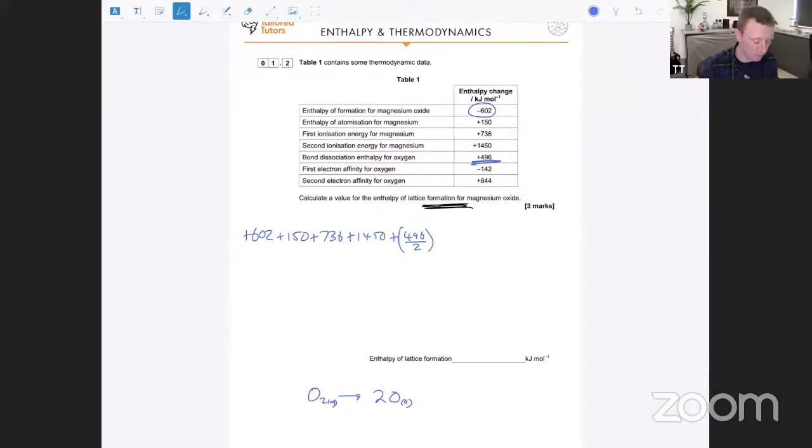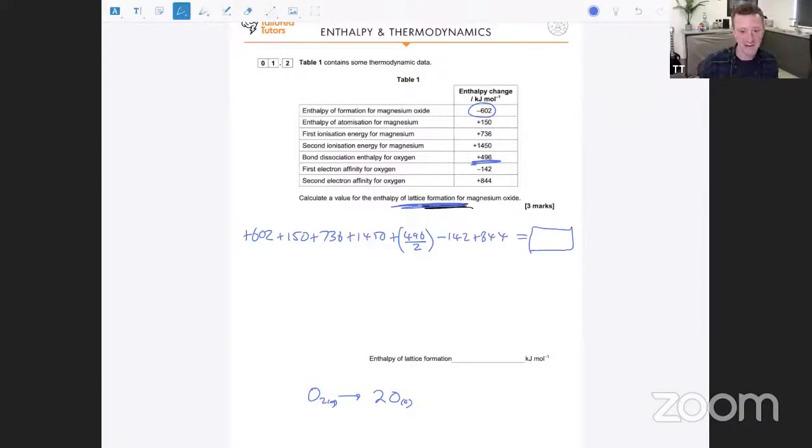Yeah, these are the little tricky bits, aren't they? First electron affinity minus 142. Remember, we're just going on that journey, and then plus 844. And that equals the lattice formation. However, what is your value going to be, positive or negative here?